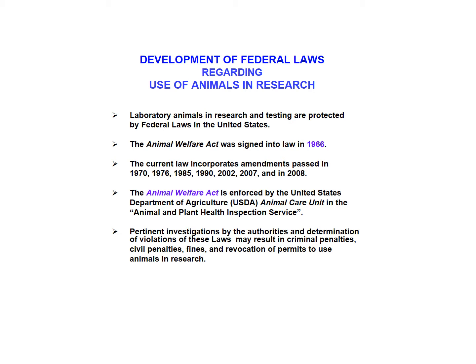Following pertinent investigation by the federal authorities, determination of violation of these laws may result in criminal penalties, civil penalties, fines, and last but not least, closing down the facilities which conduct research using animals in laboratories at universities, companies, and other such institutions.